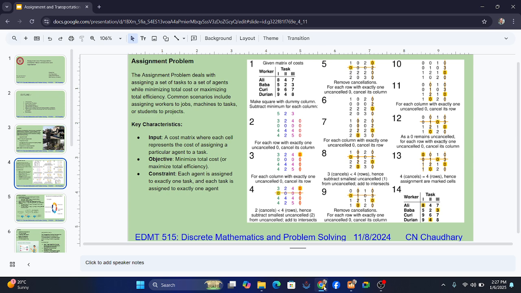Now, some characteristics of the assignment problem. Input: a cost matrix where each cell represents the cost of assigning a particular agent to a task. Objective: minimizing total cost or maximizing total efficiency. And constraint: each agent is assigned to exactly one task and each task is assigned to exactly one agent. Here I have given some examples which you can see on the screen.